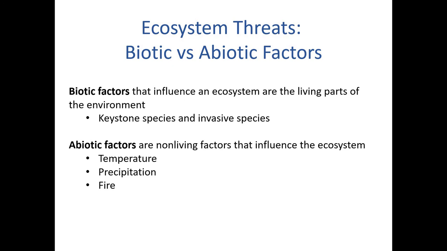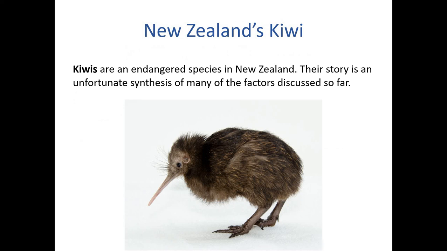So I was trying to think of a good example that encompasses all of these different factors of biodiversity and ecosystem stability. One that I thought of was New Zealand's kiwi. You guys have probably all heard of kiwi birds before. Kiwis are an endangered species in New Zealand, and their story is an unfortunate synthesis of many of these factors that we've discussed so far.